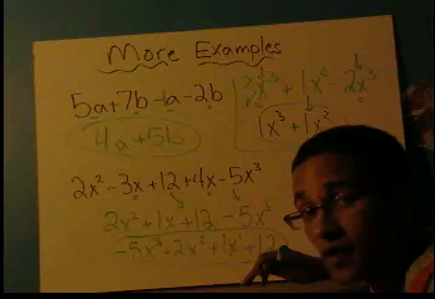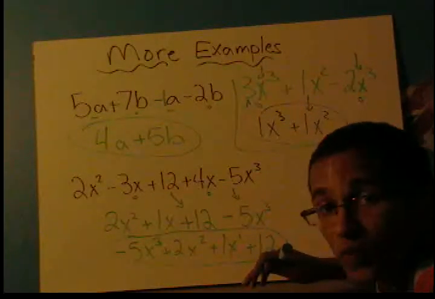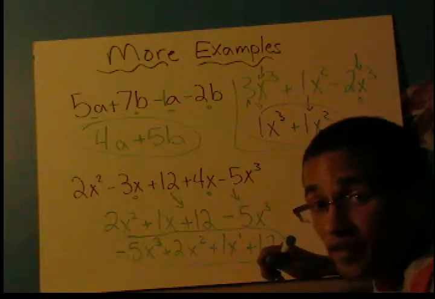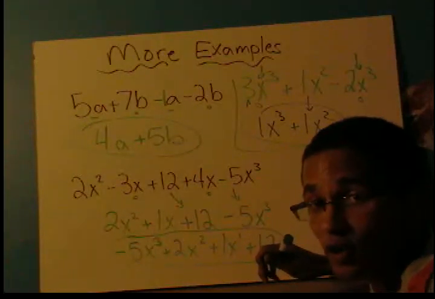They'd have to be exactly the same term. X cubed matches with x cubed, x squared with x squared, x to the fifth with x to the fifth. Those types of terms we can add together or subtract together, but not these.